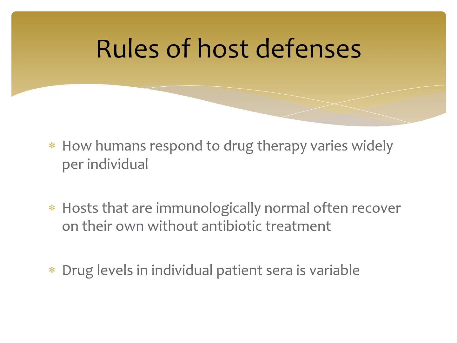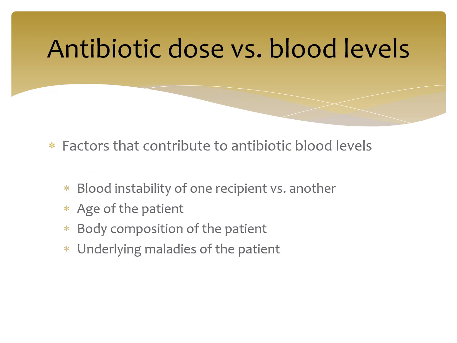And then drug levels in individual patients' sera can be variable. So it might be concentrated at one level in one patient and at a different level in the serum of another patient. There are several factors that contribute to antibiotic levels in the blood. Some things that can contribute to that would be the blood instability of one recipient versus another. This is called the hemodynamics of your patient, how blood essentially circulates within the body.